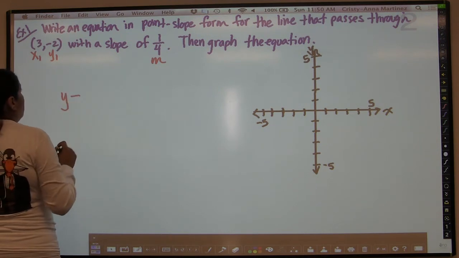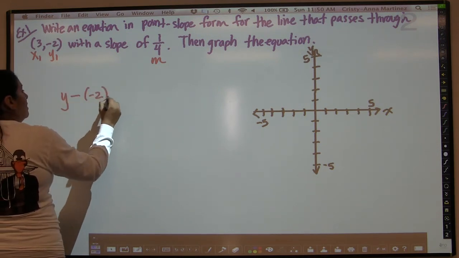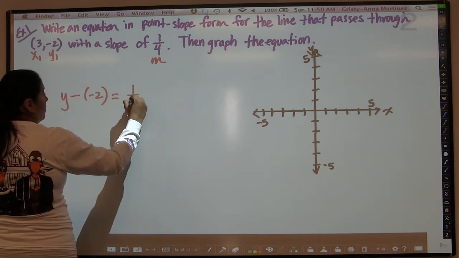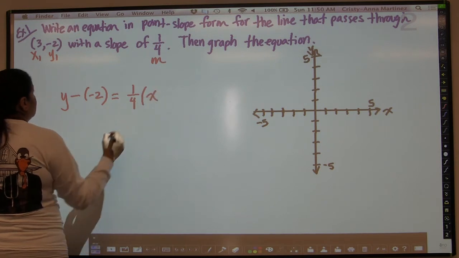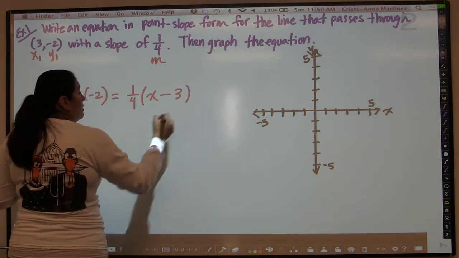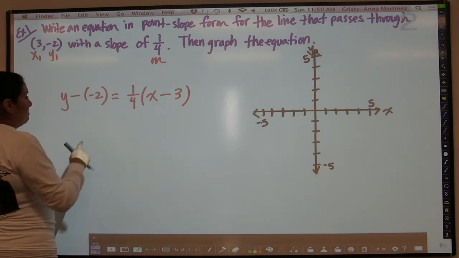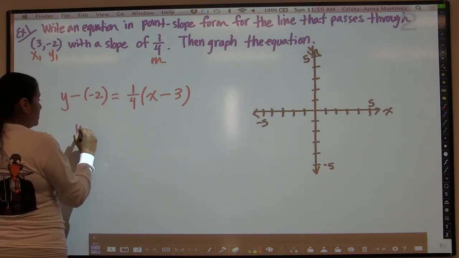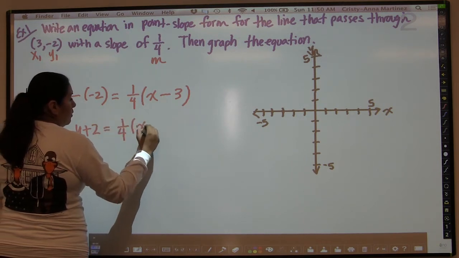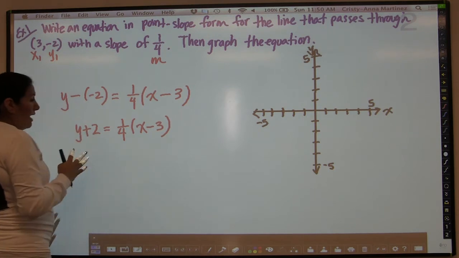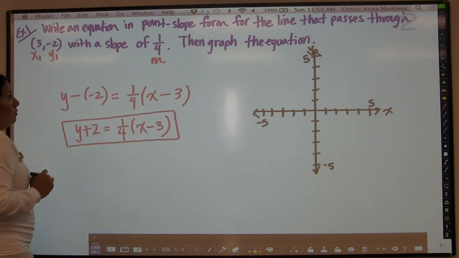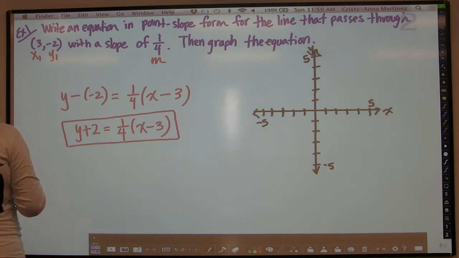And in this case, my y1 is -2. So this is y minus y1 equals m, which is 1/4, times x minus x1, and in this case, x1 is 3. Now, aside from wanting to simplify the minus negative here to make it a y plus 2, we don't have to distribute. We don't have to solve for y. This is the equation in point slope form. You just leave it like that.